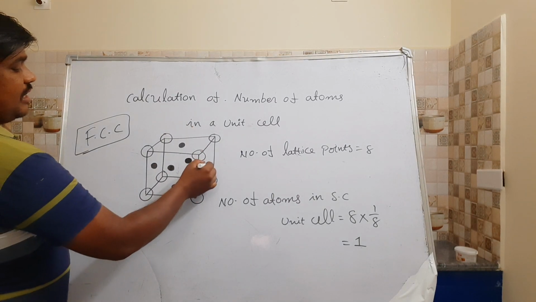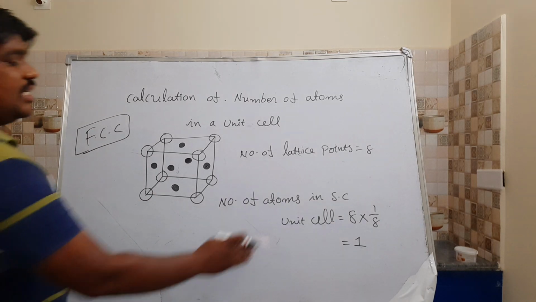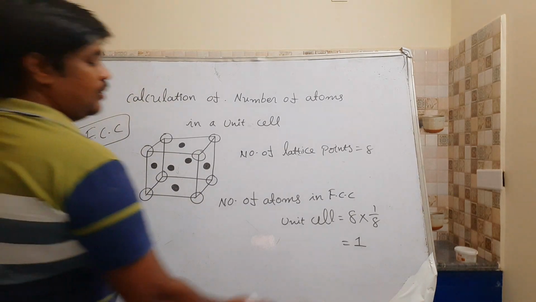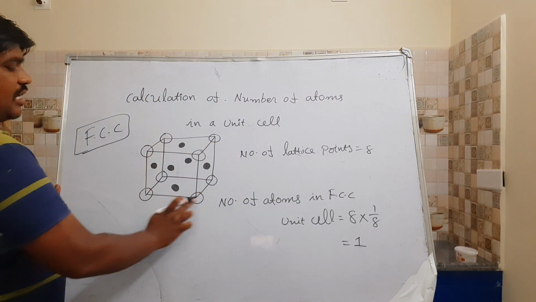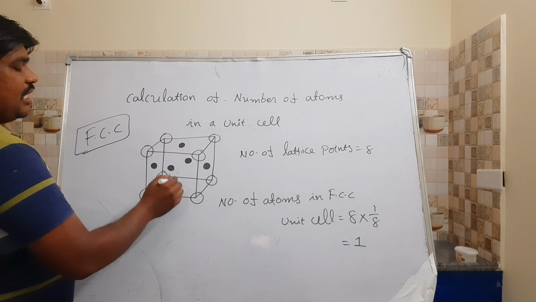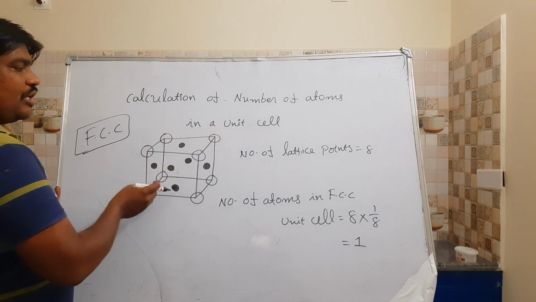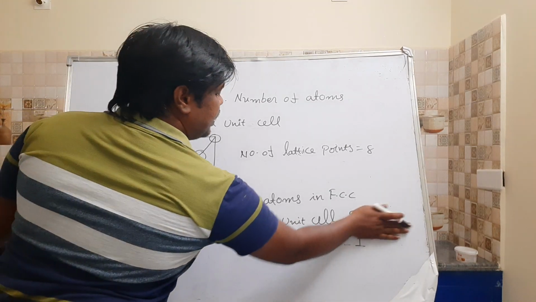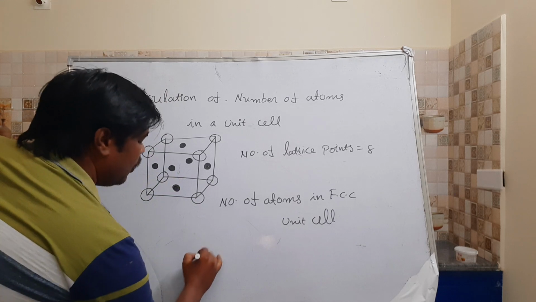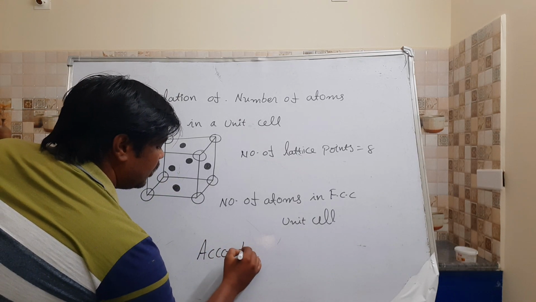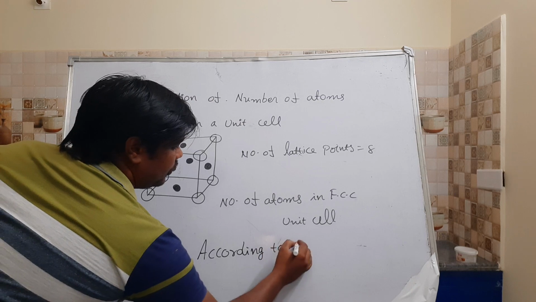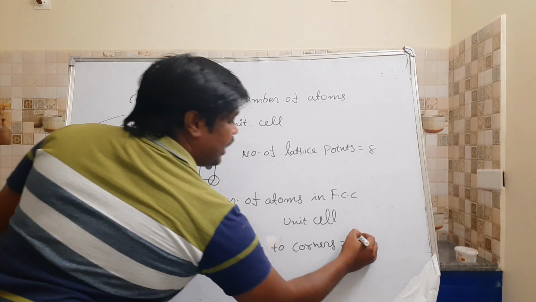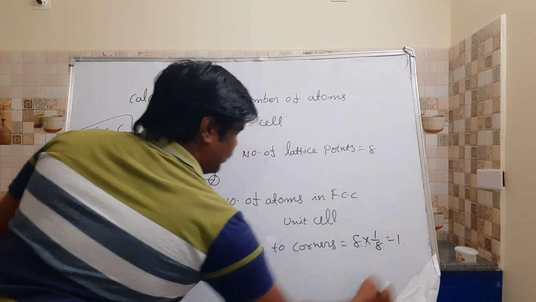Now, the number of atoms in the FCC unit cell. In the FCC unit cell there are 8 corners, and each contribution is 1 by 8. So according to corners, the number of atoms is equal to 8 into 1 by 8, this is 1.